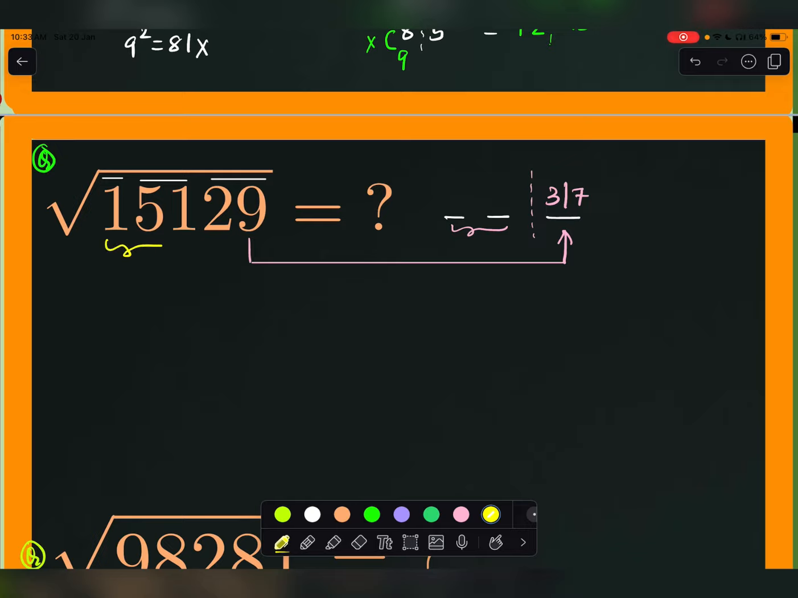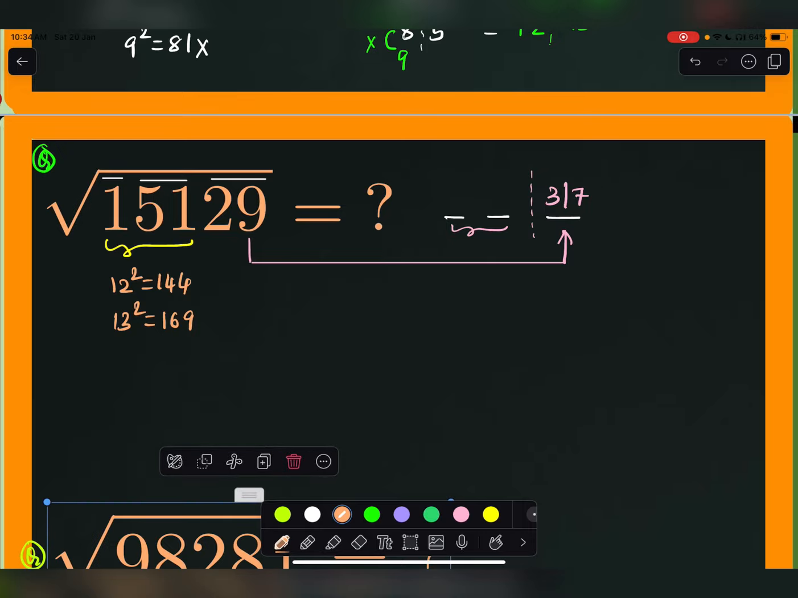Now I'm looking at the remaining part of the number. 151 lies between which square and which square? I can tell very easily, right? I know squares of numbers. If I take 12 squared, it equals 144, right? If I take 13 squared, it equals 169. Your 151 lies between 12 and 13. So definitely we can take the leftmost part as the square of a number less than or equal to 151, 12 squared. So I can fix it here as 12.